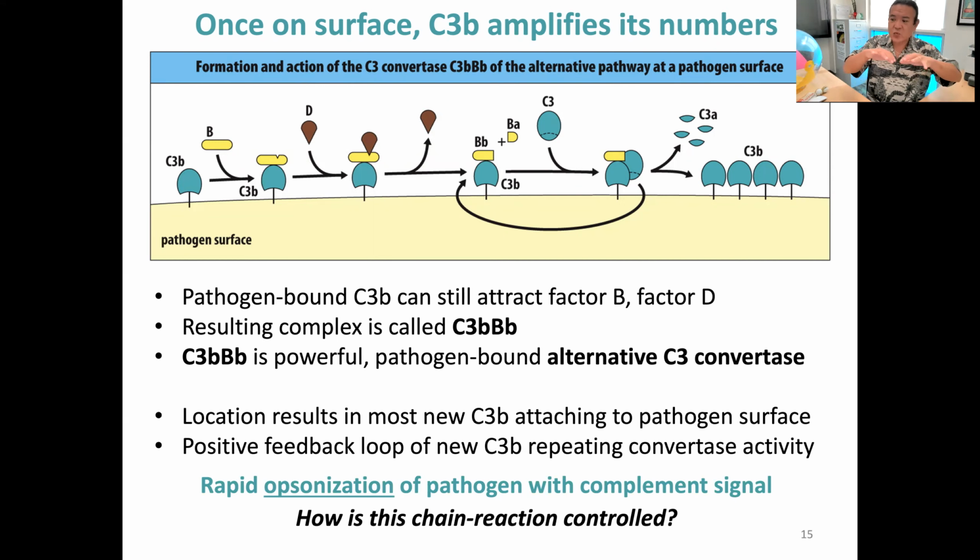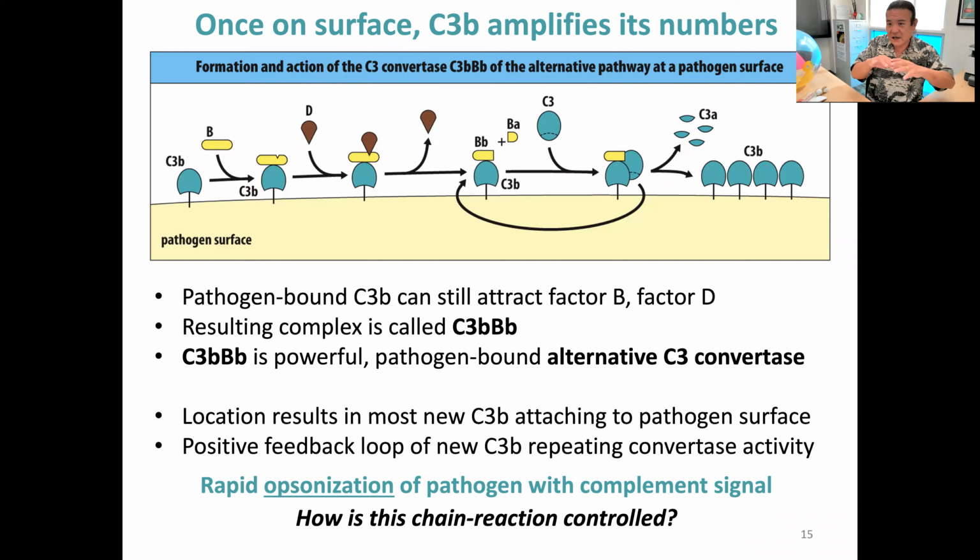So this leads to rapid and explosively rapid covering or coating of the bacteria in a blanket of C3bs. We call this rapid opsonization. So this term opsonization means the rapid coating of the surface of a pathogen to make it easier for phagocytosis to happen. So now you're really coating the surfaces of the ping pong ball with the Velcro. So the Velcro is opsonizing the ping pong ball, leading to much more successful phagocytosis.